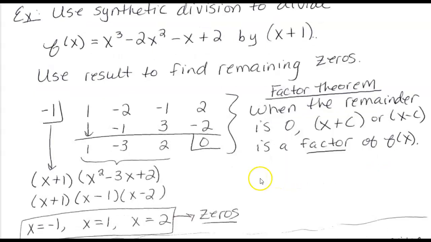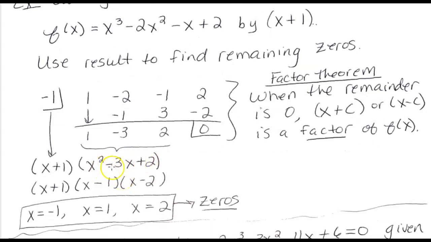Okay, so since we got a remainder of 0 right here, that means the x plus 1 is a factor. So in other words, this negative 1 out here means that one of my factors is the x plus 1. These numbers represent the coefficients of what would be a second degree polynomial, because remember I started with a third degree. So this would be 1x squared minus 3x plus 2. Okay, so when it says use the result to find the remaining zeros, this is the result. My remaining zeros come from finding the zeros of this thing.